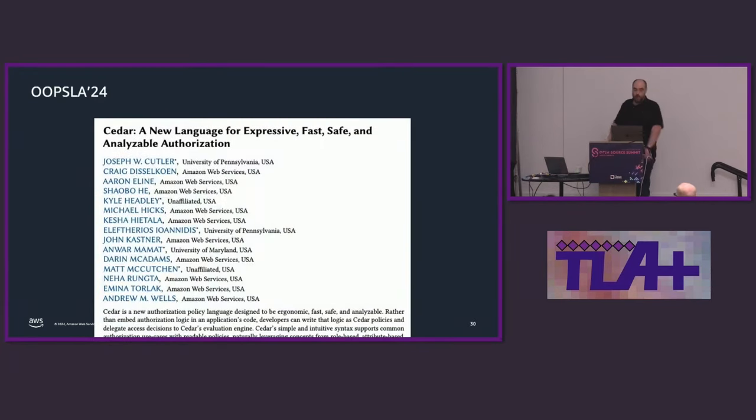So this one from 2024, so this year, is called CEDAR, a new language for expressive, fast, safe, and analyzable authorization. So CEDAR is this language for implementing authorization policies, right? Like, here's what this person can do to this system, what resources they can touch, what actions they can take, and so on. And it turns out that authorization is an incredibly deep hole with a huge amount of subtlety. Everything in this space is difficult. There are all kinds of difficult trade-offs.